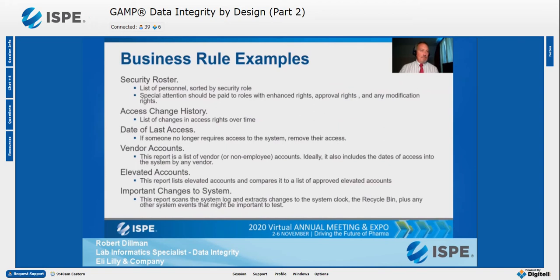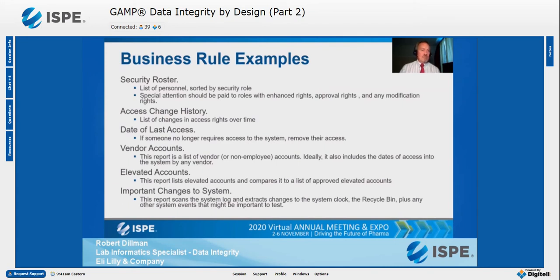So some examples: security roster. A list of personnel sorted by security role. Special attention should be paid to roles with enhanced rights, approval rights, or any modification rights, because those particular roles can do things that most average users can't do, and they can move things through. So you need to be looking at those and make sure that if something changes, those rights change accordingly.